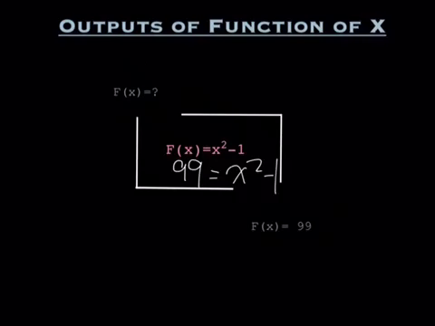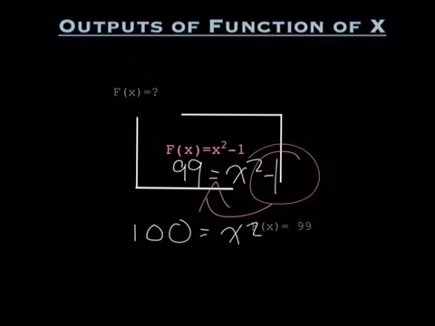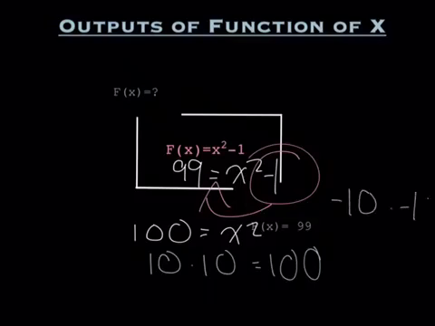So you can add this one right over here. You can add that to 99, and that will make the equation 100 equals x squared. So now we just have to try to figure out what to the second power equals 100. So we know that 10 times 10 equals 100. But we also know that 2 negatives equals a positive, so we can do negative 10 times negative 10, and it will also equal 100. So our input that we are trying to find would either be 10 or negative 10.